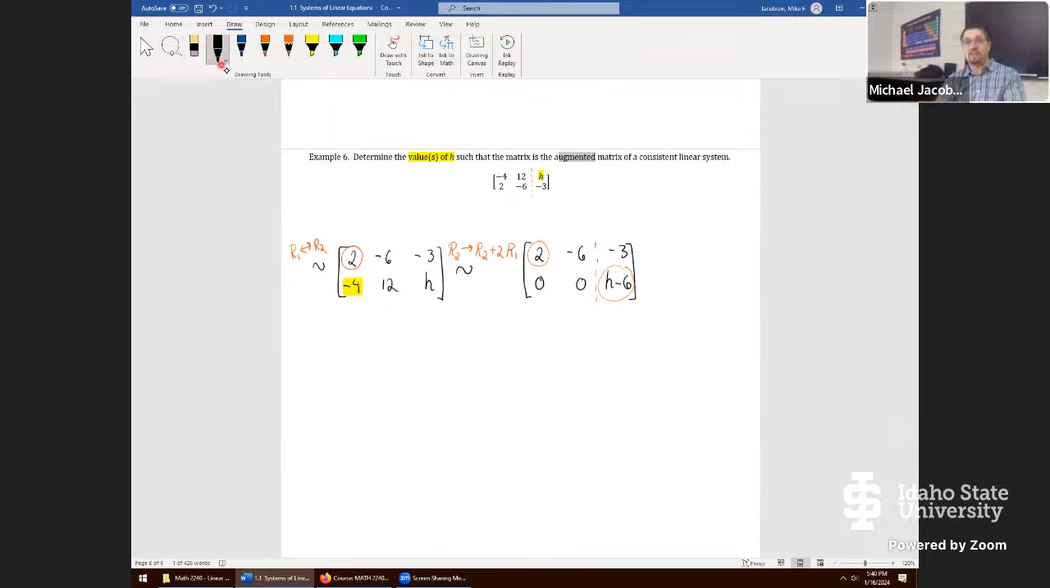And we can now say, based on the prior example, because of that entry right here, the system is consistent if and only if h minus 6 takes on a specific value. Anyone recall what this would have to be equal to?